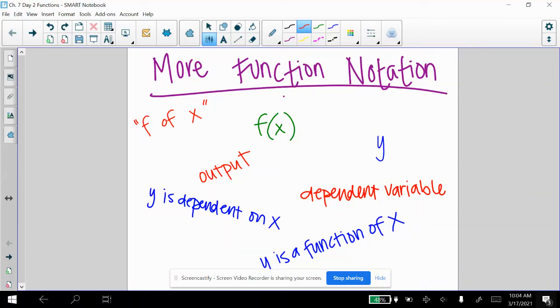In this video, we are going to continue our exploration of function notation. So remember, function notation is this idea of f of x. And f of x means all sorts of things. So we can say f of x.